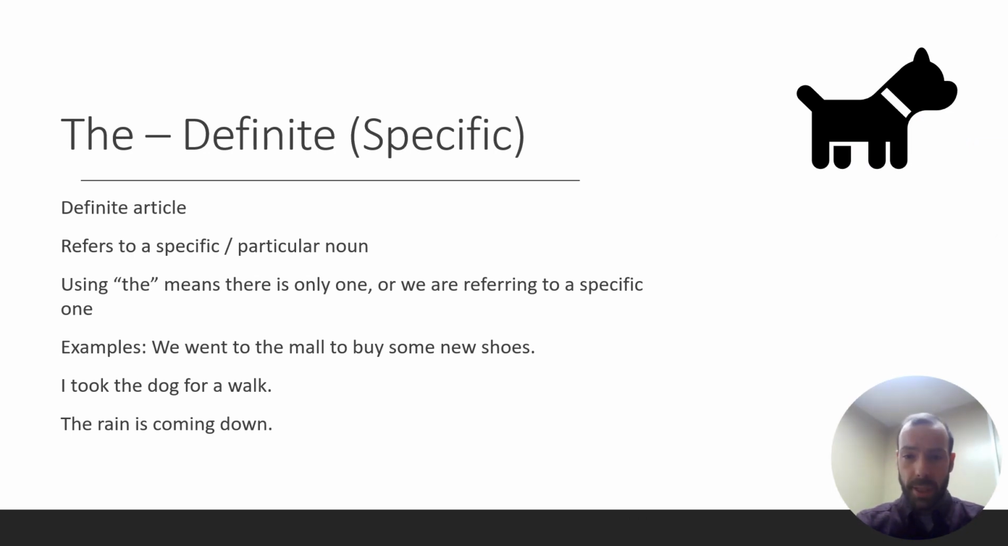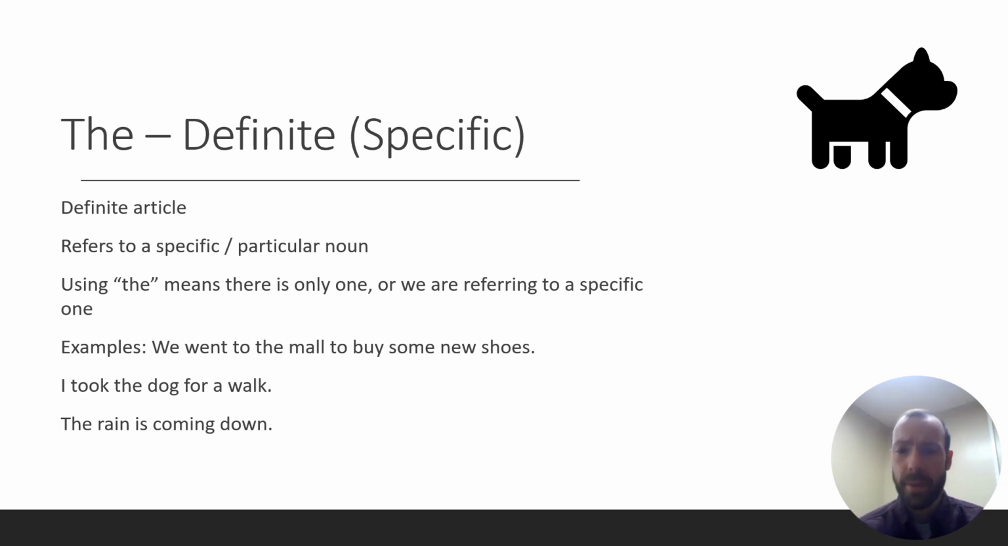Let's start with talking about this little word, the, T-H-E. This is what we refer to as the definite article. Definite means we're referring to something specific or particular. Using the means there is only one, or we're referring to a specific one. So for example, we went to the mall to buy some new shoes. We're not talking about just any mall. We're talking about the mall. So that means there's one mall that's close to us. It's the one we always go to. That's the one we're talking about in this sentence. And we know that just because of this little word, the.